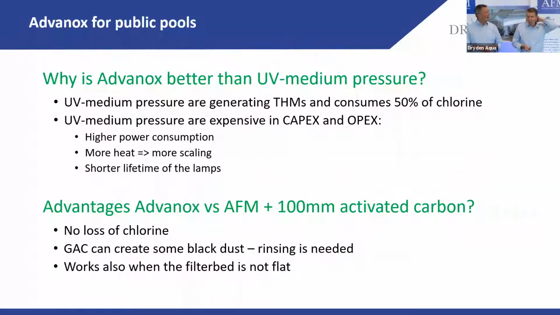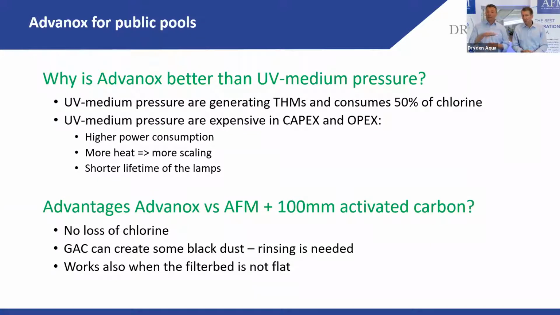Yeah, that's a good point. Those make big differences. Now, if you compare it with AFM and activated carbon, certainly an advantage is we have no loss of chlorine, which we have with carbon, obviously. We also know that with carbon we can create some black dust, which requires a rinsing phase after backwash. That's important. Usually I say in a pool you don't need rinsing with Pesco, but here I would add a rinsing valve so that you can avoid this.